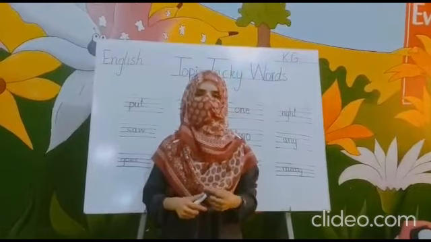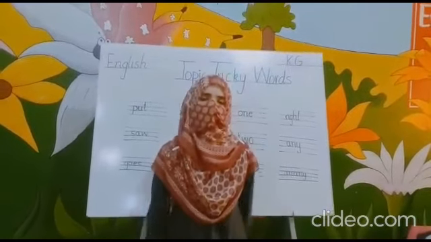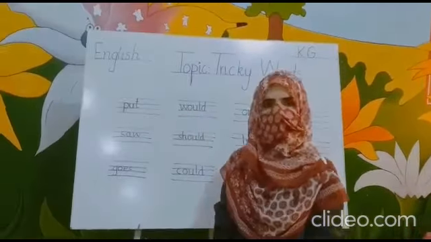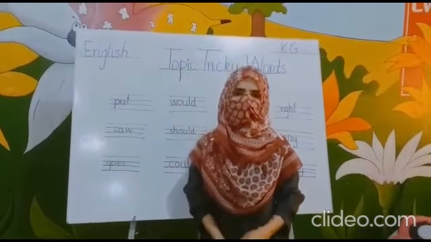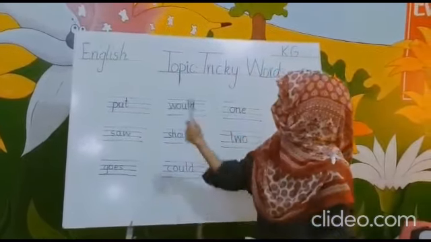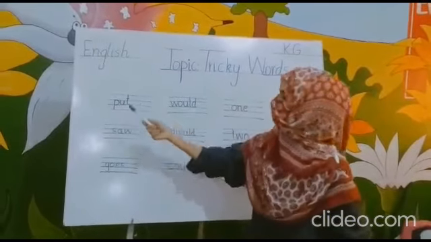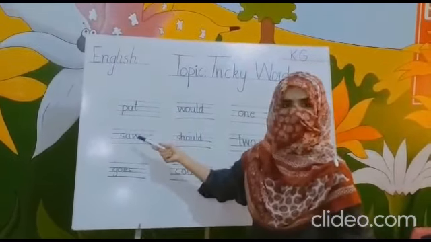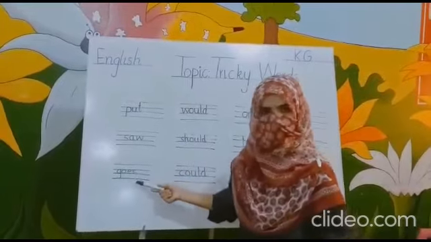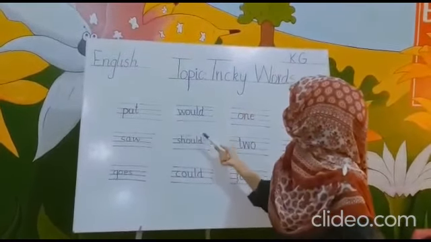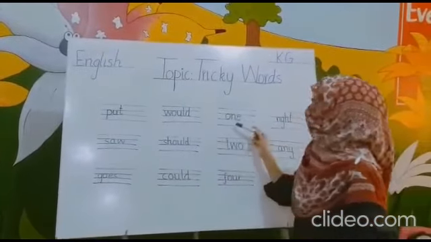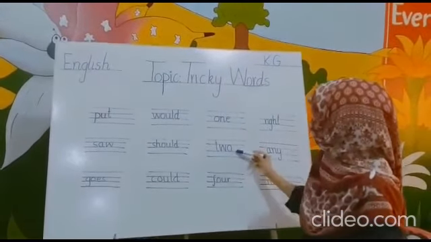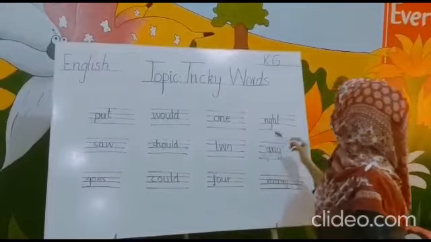In English, today our topic is tricky words. Today we are going to learn what are tricky words. Tricky words are those words who do not follow the rules of the language. As we have studied some of these, read with me. Could, saw, goes, would, should, could, one, two, four.